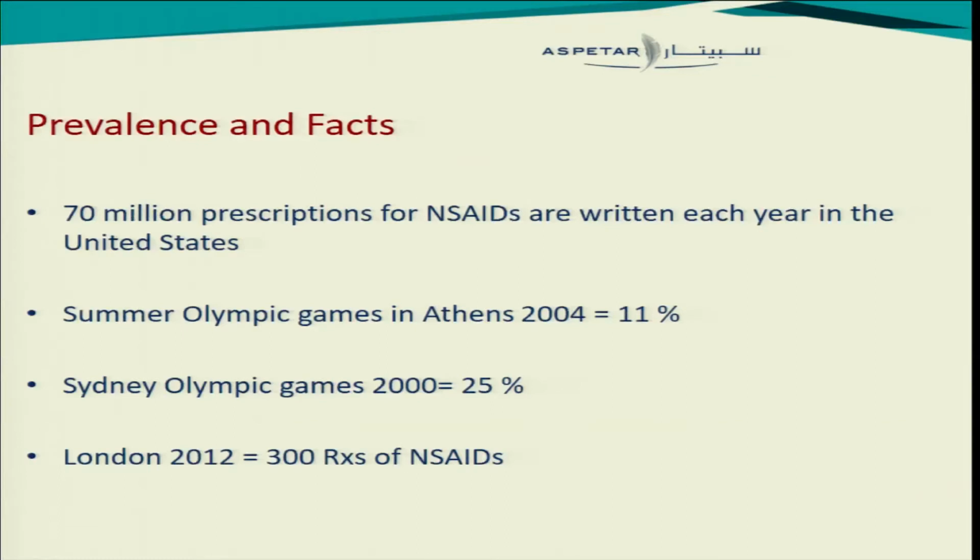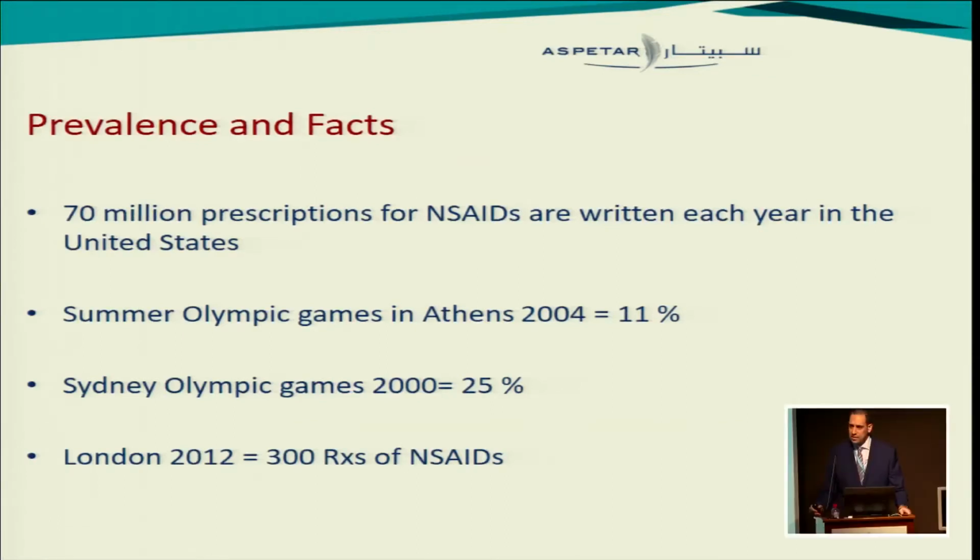And before I begin, let's have a look together at some important facts, starting with an article from Choll and Schneider, who stated that 30 to 50% of elite and non-elite athletes are actually frequent users of NSAIDs. Another interesting fact is that 70 million prescriptions for NSAIDs have been prescribed and dispensed in the United States. Not only this, around 11% of athletes in the Summer Olympic Games in Athens were using NSAIDs. A quarter of the Sydney Olympic athletes were using NSAIDs. And according to Mark Stewart, in the London 2012 Olympics, more than 300 prescriptions of NSAIDs were prescribed and dispensed to the athletes.